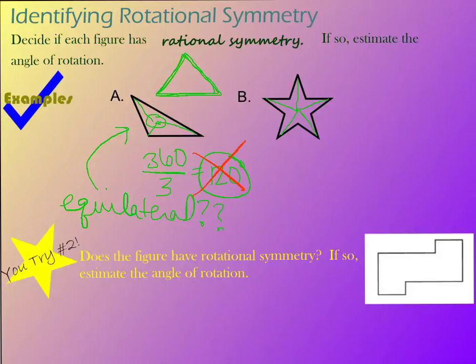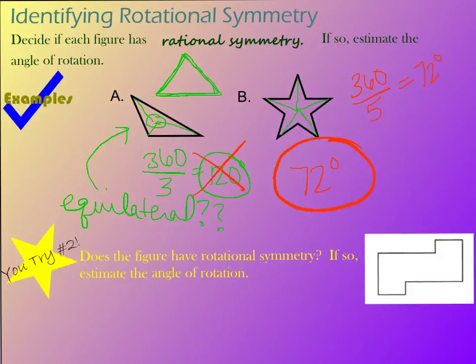The star, though, if I think about the star, I can spin it and have it end up back on itself again. And I can spin it by 360 divided by 5. That gets me 72 degrees. So I do have rotational symmetry here. Every 72 degrees, we're going to end up in the same exact spot. So 72-degree rotational symmetry. The reason A does not is because it's not equilateral. B is a regular polygon. It's a star. It will fall back on itself.